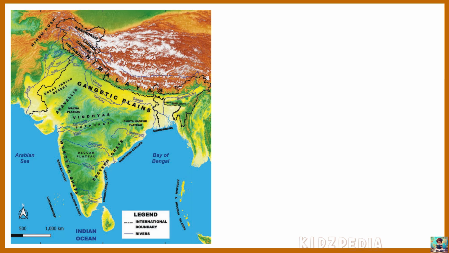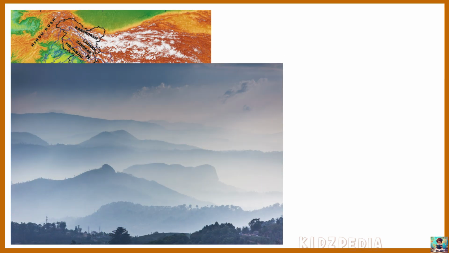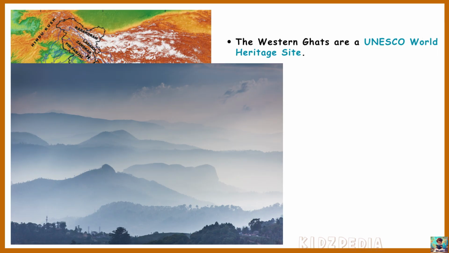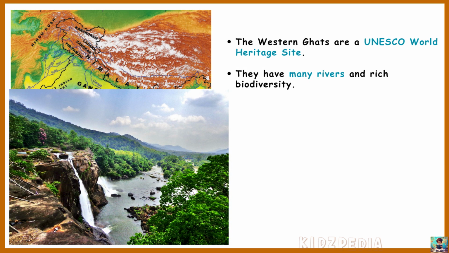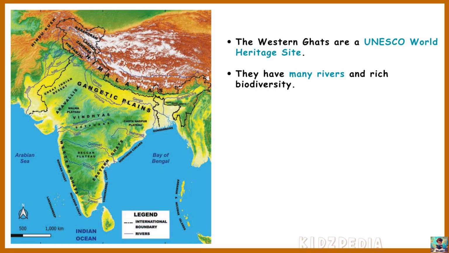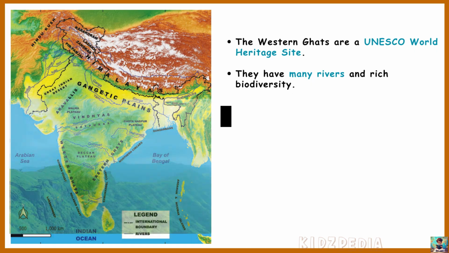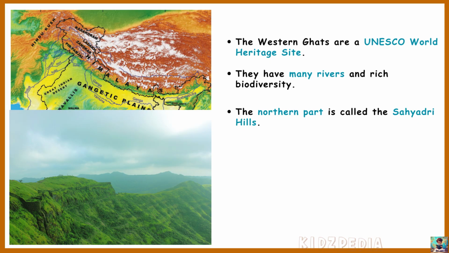So, the Western Ghats, which are high mountains with many waterfalls, are very important and have been declared a UNESCO World Heritage Site. They are home to many rivers and have a rich variety of plants and animals, which means high biodiversity. The northern part of the Western Ghats is also called the Sahyadri Hills.